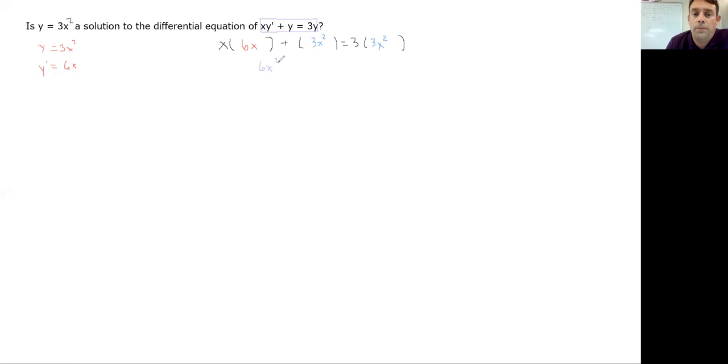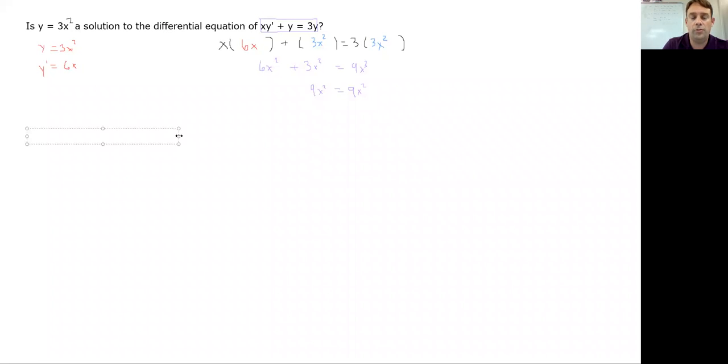Let's do a little arithmetic here. 6x squared plus 3x squared equals 9x squared. We end up with 9x squared equals 9x squared. So y equals 3x squared is a solution to that differential equation, because when I plug the equation and its derivative in, it makes the differential equation true.